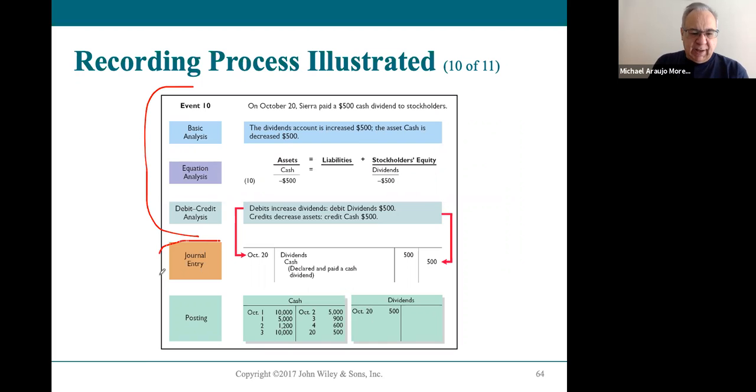So we simply wrote that down in a journal entry. Dividends got a $500 debit, cash with a $500 credit. That's the journal entry. We transfer them into the ledger. This debit to dividends would show up on the dividends account on the debit side. This credit to cash would show up on the credit side of the cash account, again, indicating we have less cash.